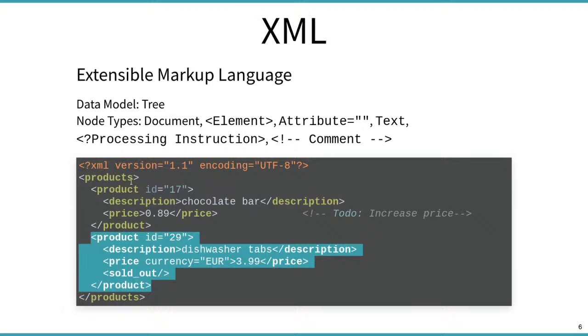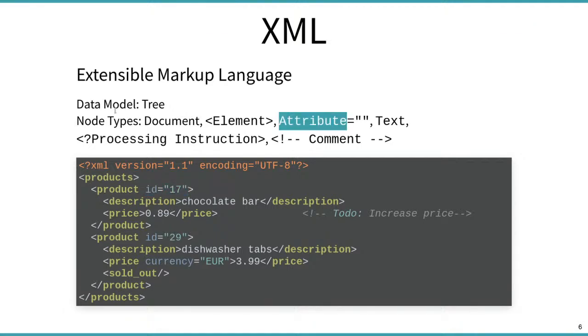Again, look at the picture here. This element product has an attribute. The ID is 17. So attributes are also node types. Attributes have values. So the attribute name is ID and the attribute value is 92 or 17. And this product element has another child that is an element description and an element price, and both have again a child, and this is of type text. And here's a comment node.